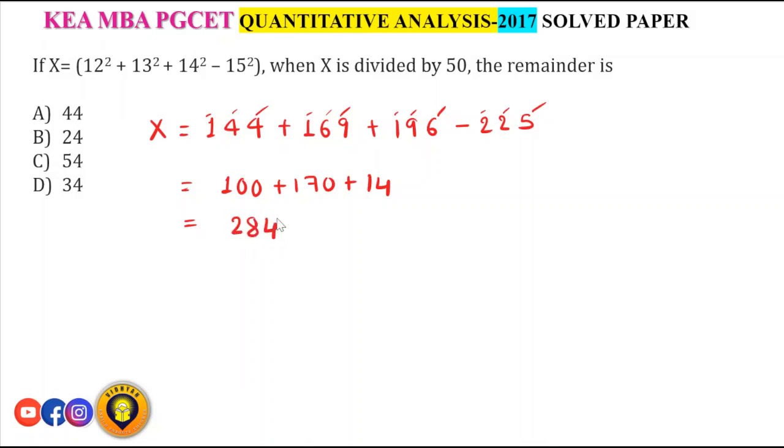Now when x is divided by 50, what is the remainder? So 284 divided by 50. 5 times 50 is 250. Now what is the remainder? Remainder is 34. So option D is the answer.